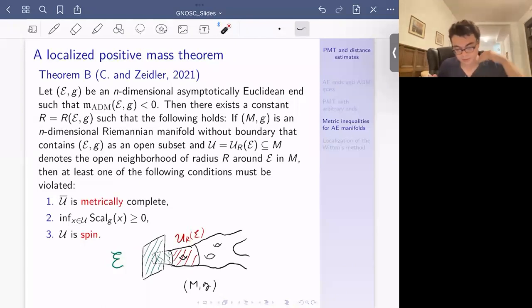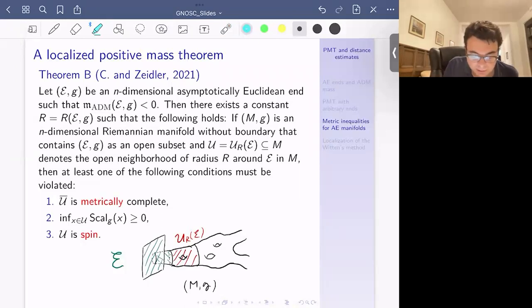Now, we have a second statement, which is: take E to be an asymptotically Euclidean end with the property that the mass is non-negative. And then there must exist a constant R, which depends only on the geometry of the asymptotically Euclidean end with the following property.